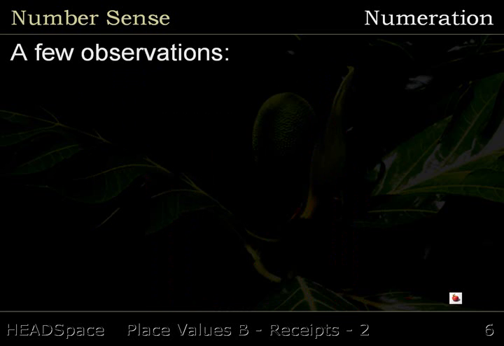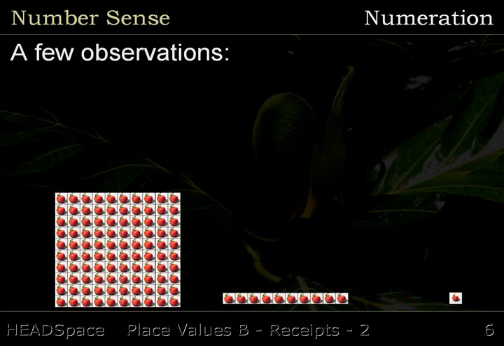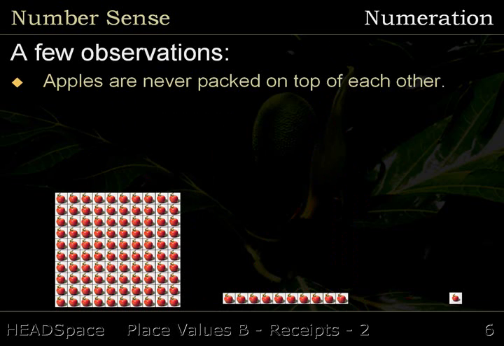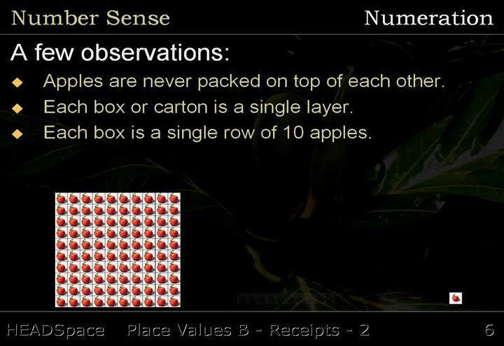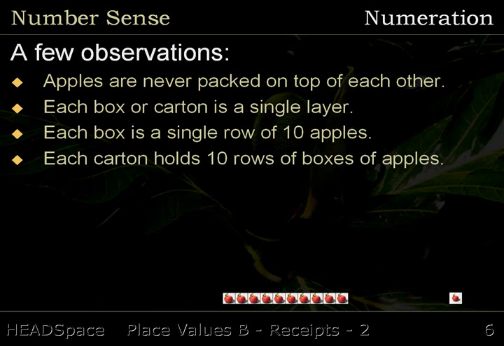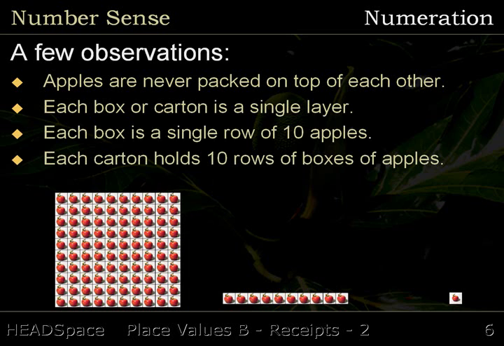A few observations. Apples are never packed on top of each other. Each box or carton is a single layer. Each box is a single row of 10 apples. Each carton holds 10 boxes of apples.